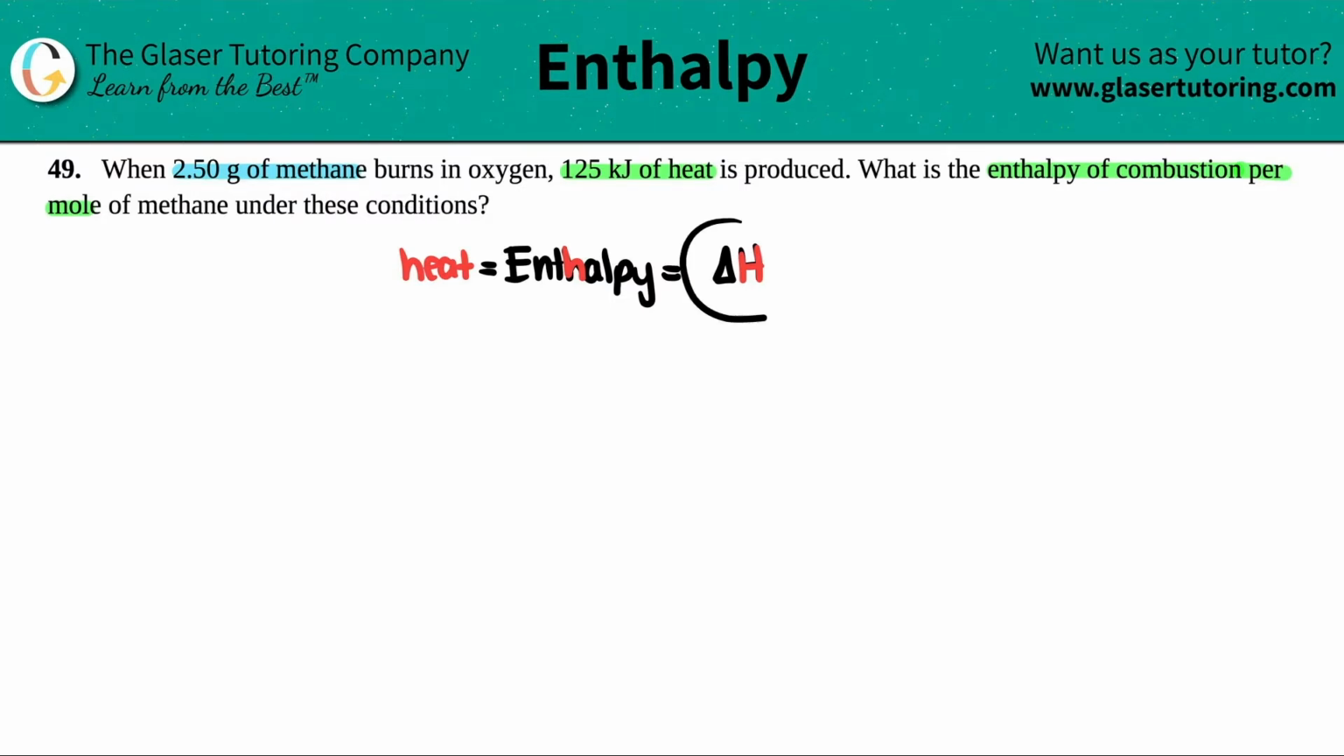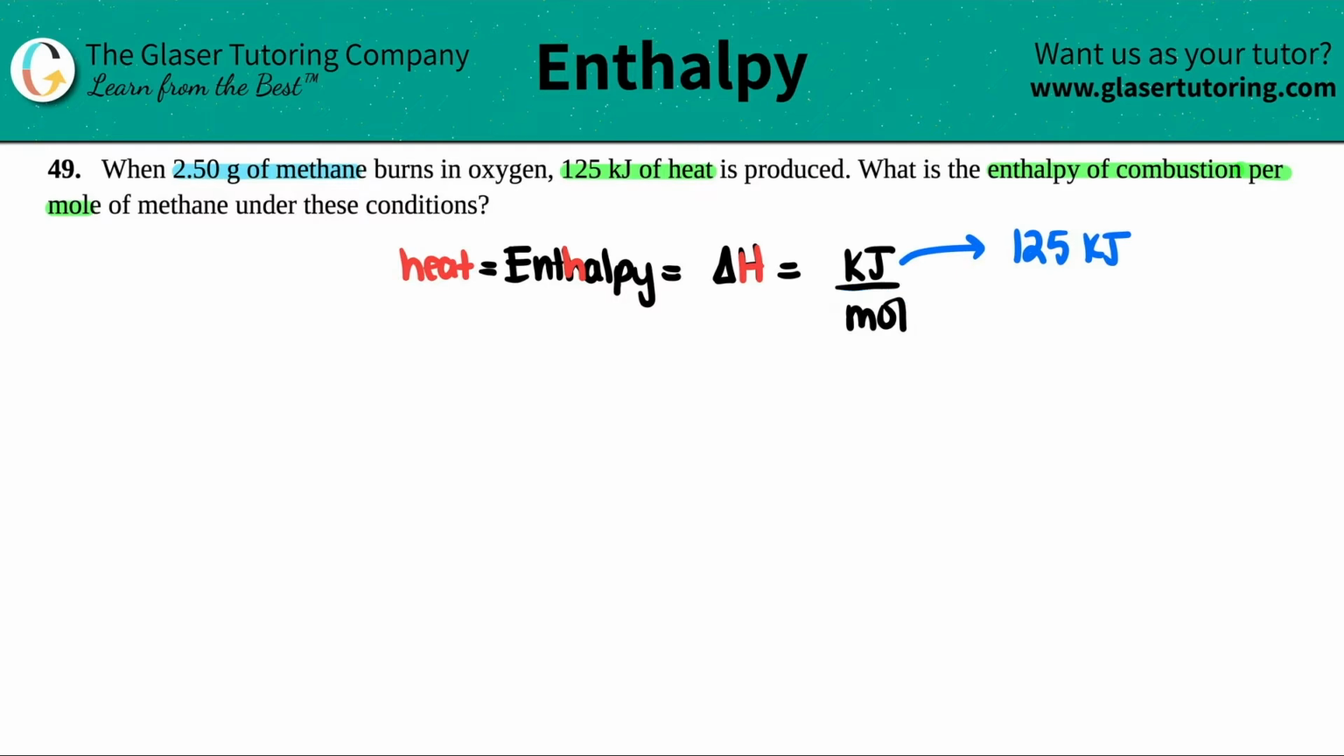Now, just know, guys, that delta H has a very specific unit. Delta H is always in kilojoules per mole. So what we have to do is find the kilojoules, find the moles, and divide them. That's what they're saying here: the enthalpy of combustion per mole, dividing by mole. They gave us the first piece of the puzzle. They said that we were going to see 125 kilojoules of heat being produced. So I know the top number, 125 kilojoules.